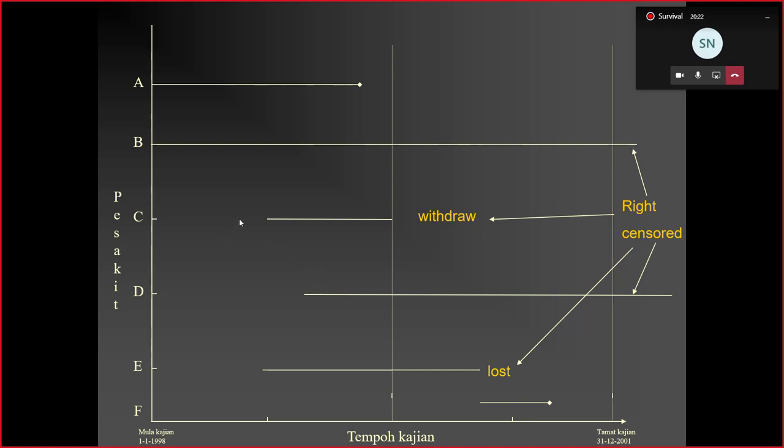C, halfway, dia withdraw. So, censored. D, sampai tamat kajian, still tak sampai endpoint. E, loss of follow up. F, dia sampai endpoint. Okay, so this is what is meant by right censored.